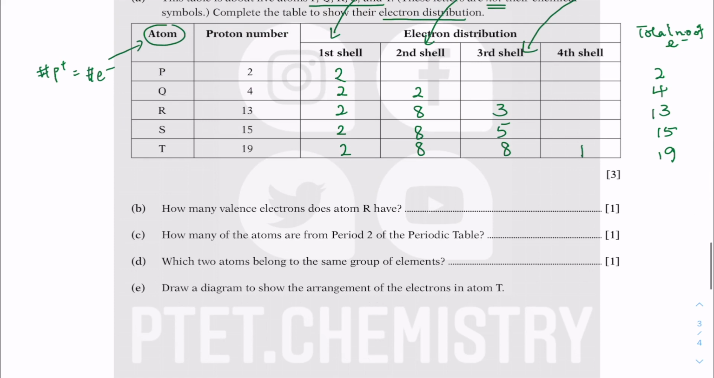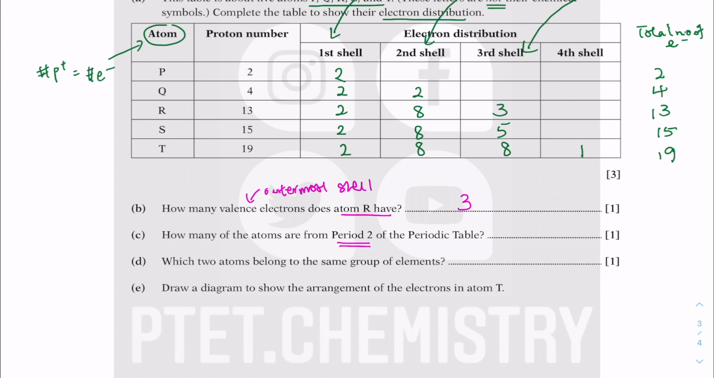So looking at the options, how many valence electrons does atom R have? Valence refers to the outermost shell electrons. Looking at R, it has 3 electrons in the outermost shell, so it's in group 3. So there are 3 valence electrons. Okay, how many of the atoms are from period 2?